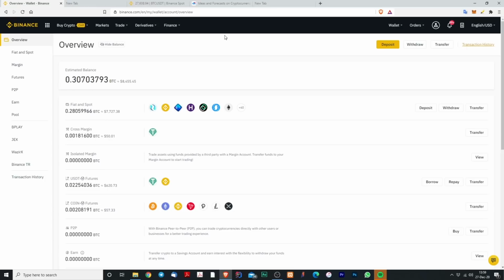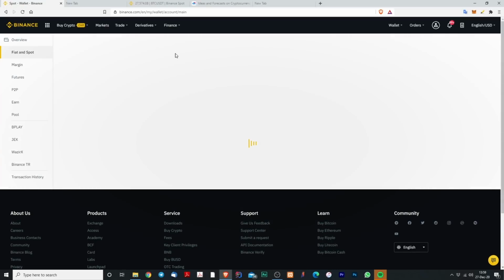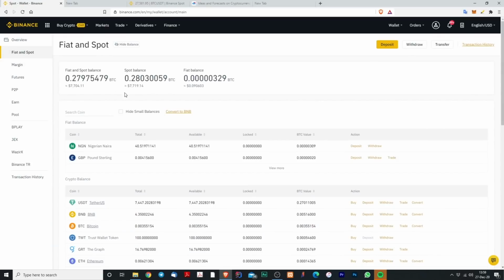And you see here it has fiat and spot. So fiat and spot is where most of your money is more likely to be. When you deposit, it shows up in this wallet. So you can see when I clicked overview, it showed my balance was about $8,400. And now when I go into the fiat and spot, it decreased to 7,600, meaning that some of the wallets are not included in this, because now we're looking at specific wallets.